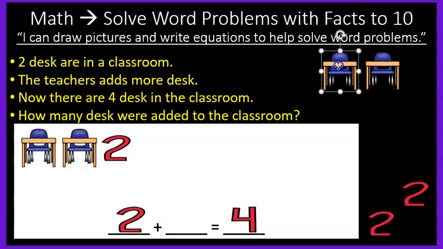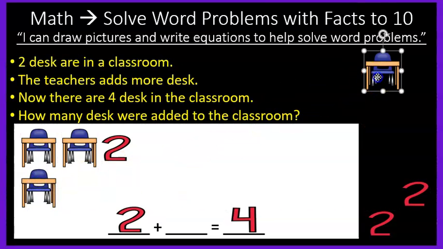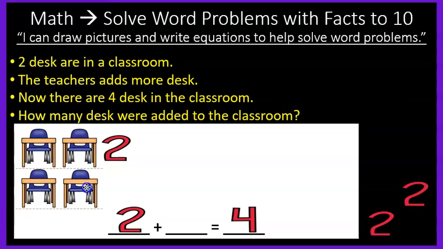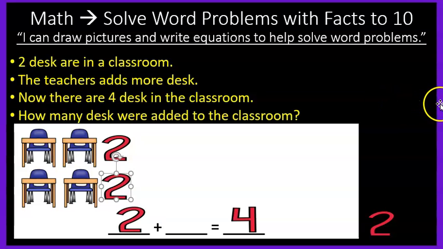2, 3, 4. Okay? You see how we did that? 2, 3, 4. Because we have to stop at number 4, okay? Now, boys and girls, how many desks are here now? Let's count. 1, 2. So here's what you do. You get 2, you're going to put 2 there. You're going to write that on your paper, okay, for your homework.